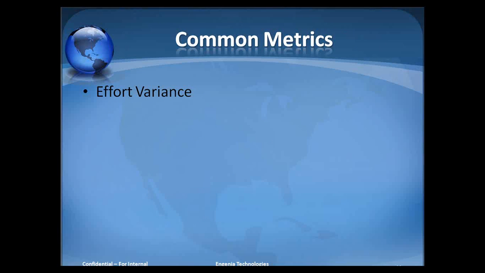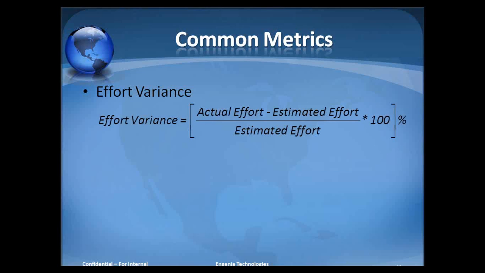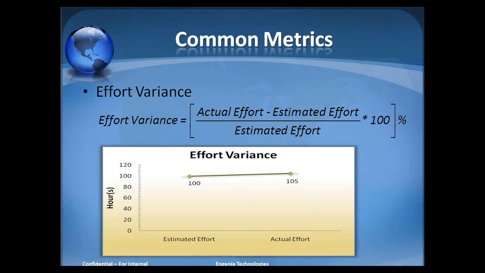So these are the very common metrics which you have used, and I will not go into much detail of these common metrics. The first one is effort variance. Effort variance is nothing but actual effort minus estimated effort divided by the estimated effort. So you can get what is the effort variance that you have.